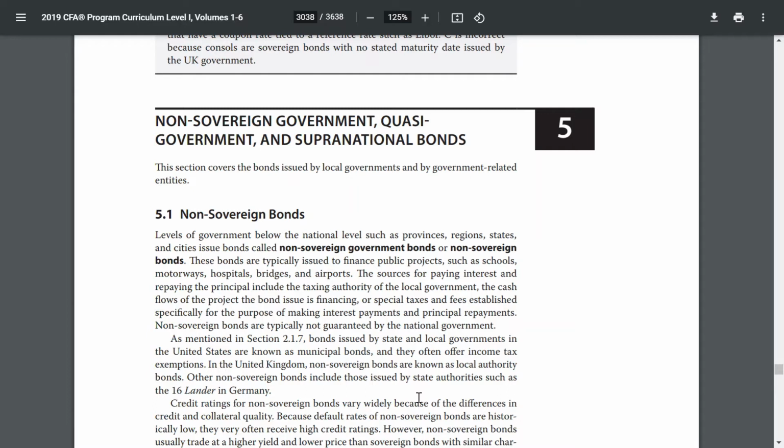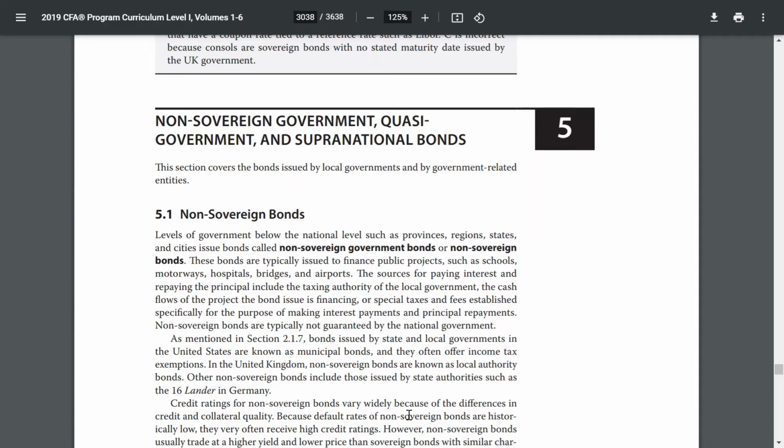Non-sovereign bonds: levels of government below the national level, such as provincial, regional, states, and cities, issue bonds called non-sovereign government bonds or non-sovereign bonds. These bonds are typically issued to finance public projects such as schools, motorways, hospitals, bridges, and airports. The source of paying interest and repaying the principal includes the tax authority of the local government, the cash flow of the project being financed, or special taxes and fees established specifically for the purpose of making interest payments and principal payments.